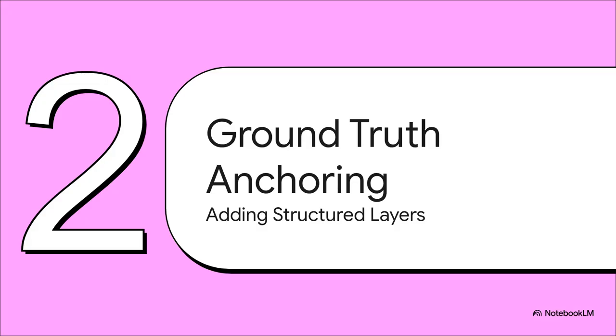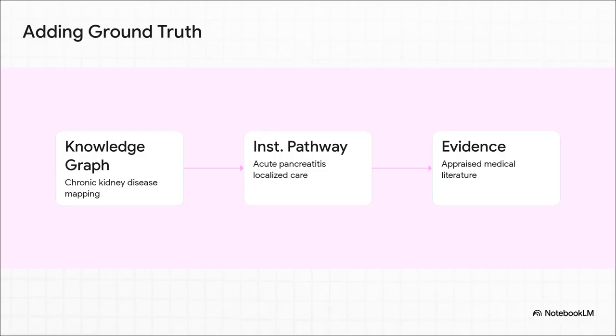All right, moving on to Section 2, anchoring to ground truth. Now that we've got our foundation set, we need to build upward. We do this by stacking layers of objective truth right on top of our cognitive modes. But here's the catch. As we add these three specific, structured layers to our clinical reasoning stack, the tooling and the complexity, well, they rise significantly.